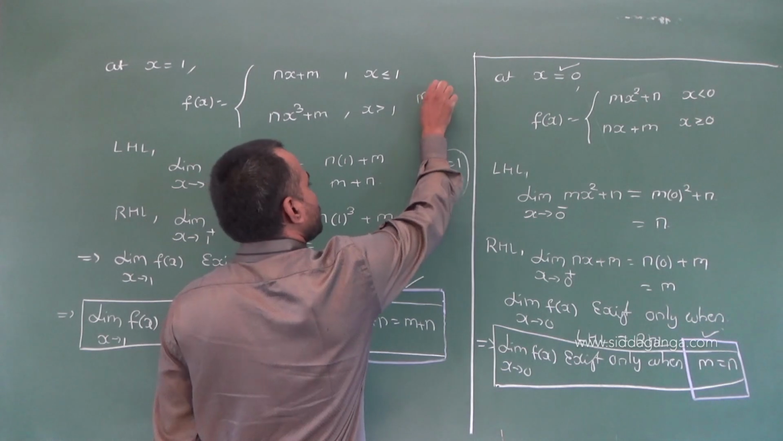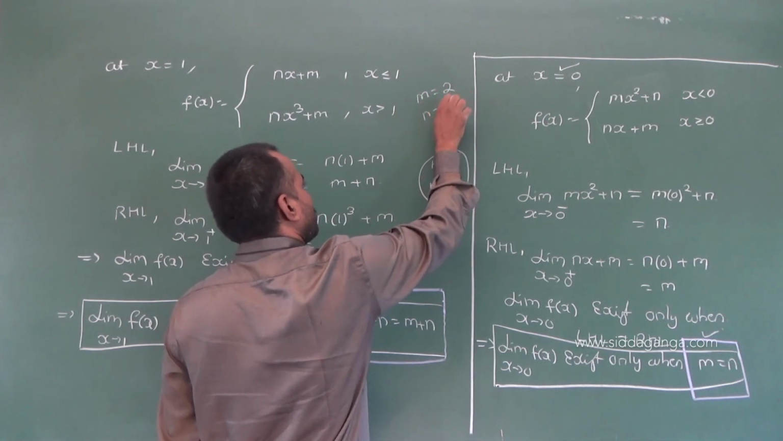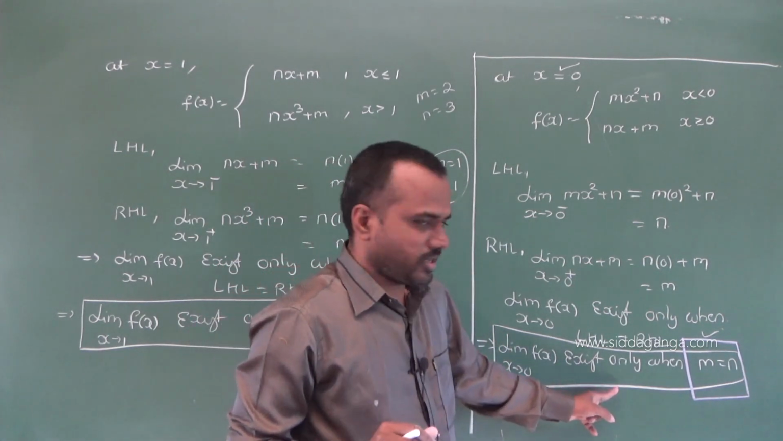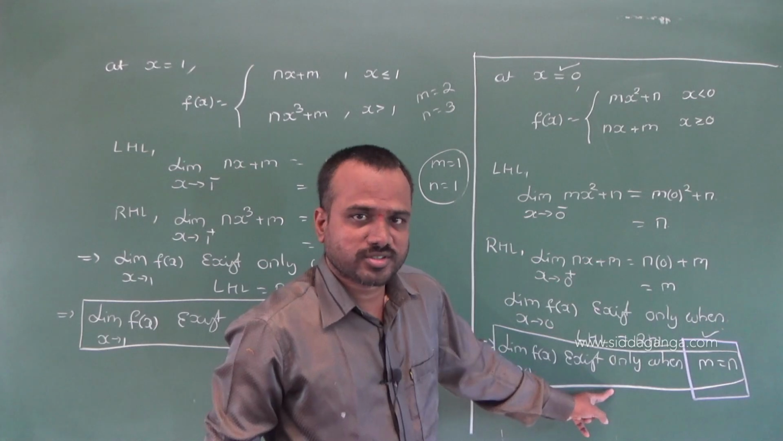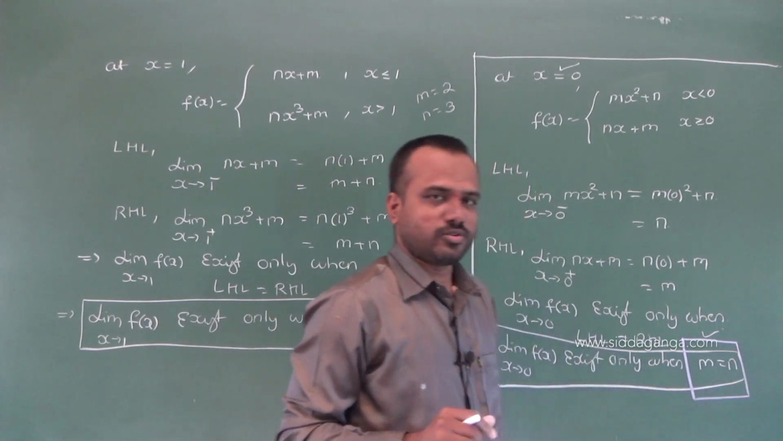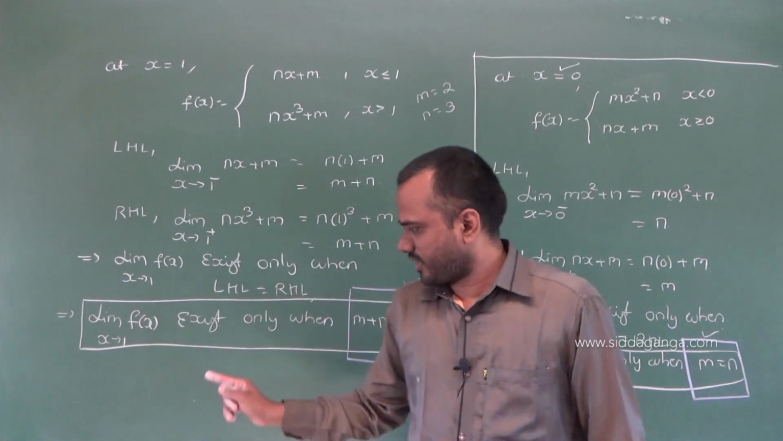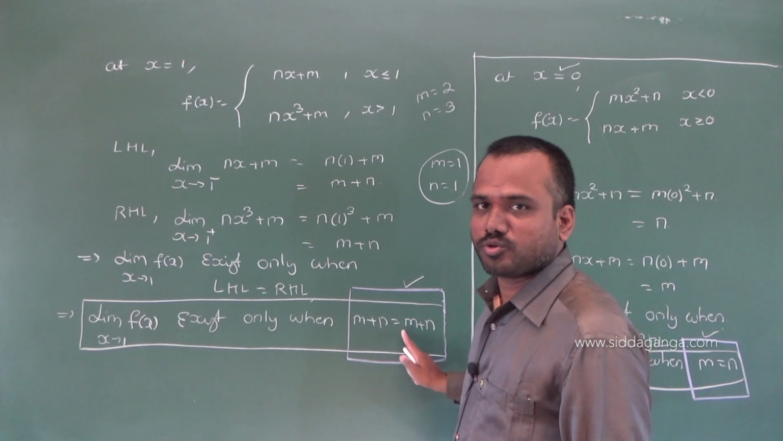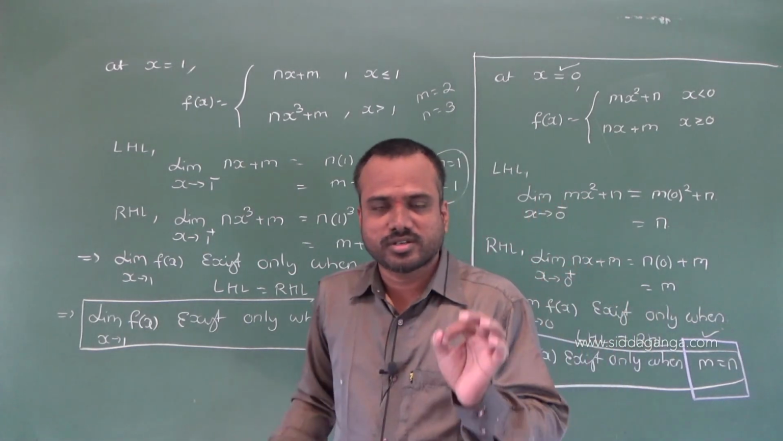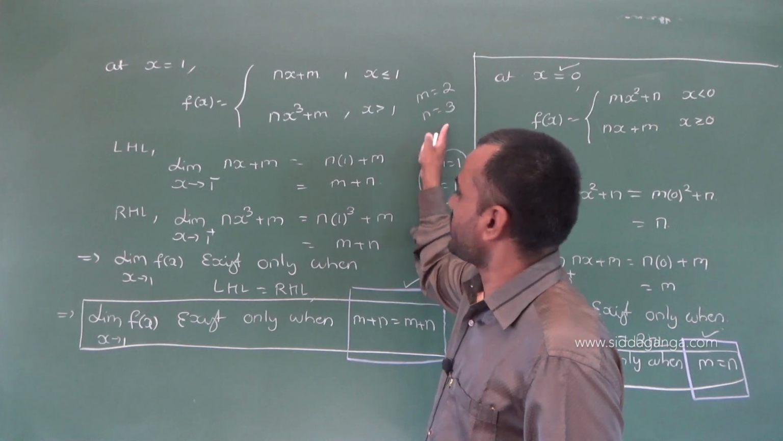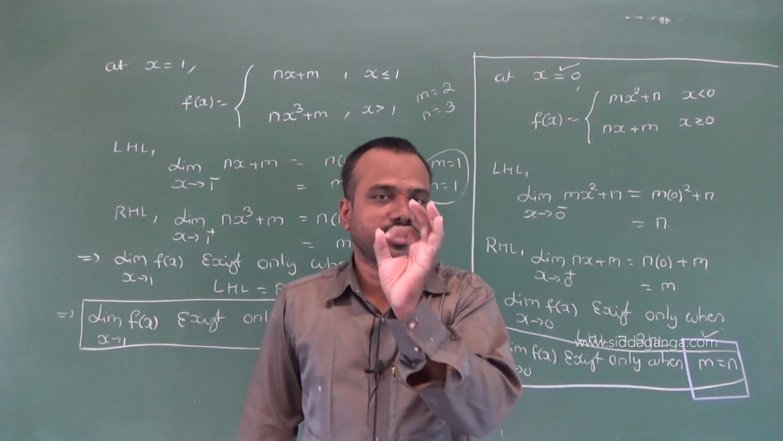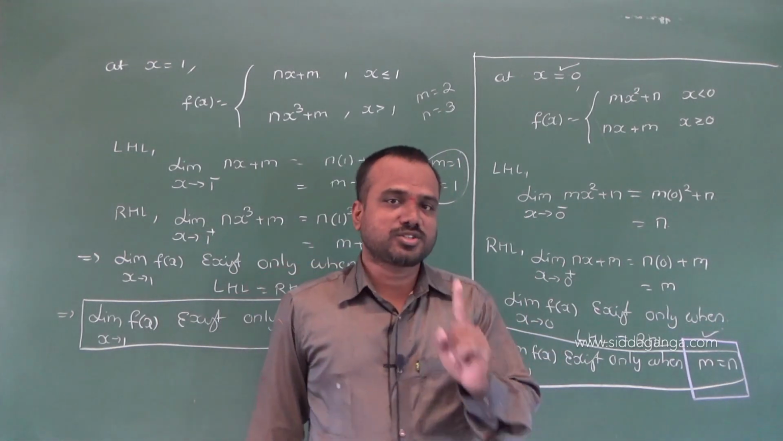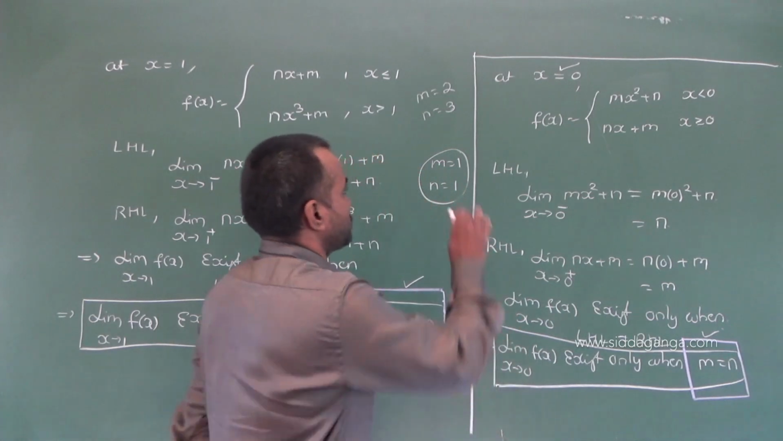If I take m is equal to 2 and n is equal to 3, does the limit as x tends to 0 of f of x exist? No, 2 is not equal to 3. As x tends to 1, the limit of f of x exists as 2 plus 3, which is 5. Then for m is equal to 2, n is equal to 3, the limit as x tends to 1 of f of x exists, but the limit as x tends to 0 of f of x does not exist.